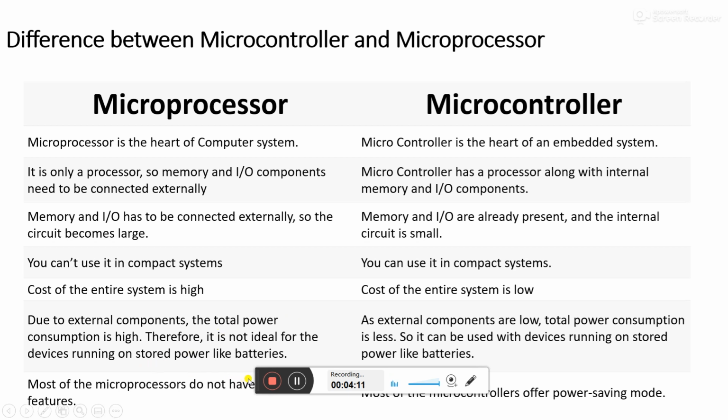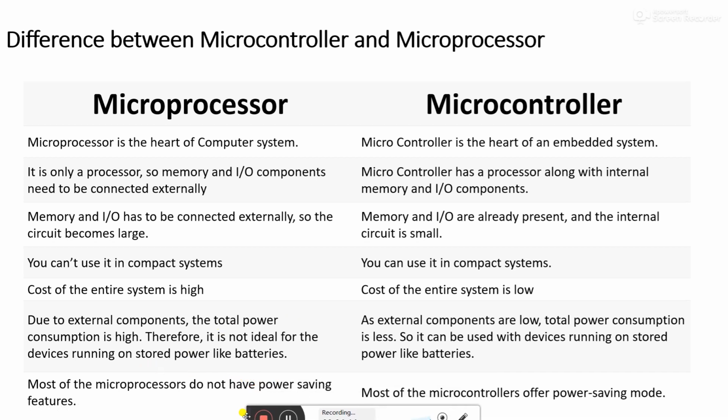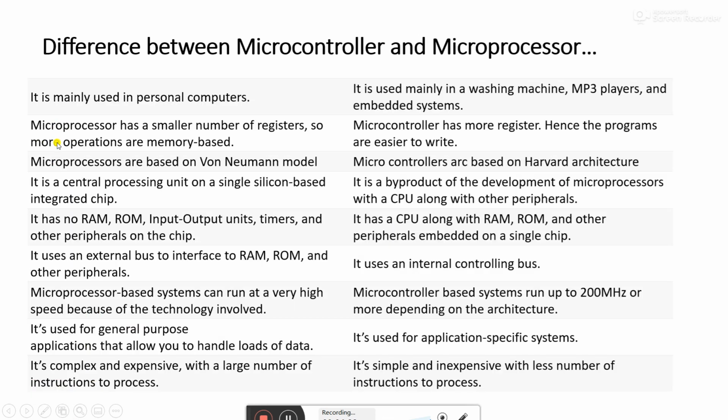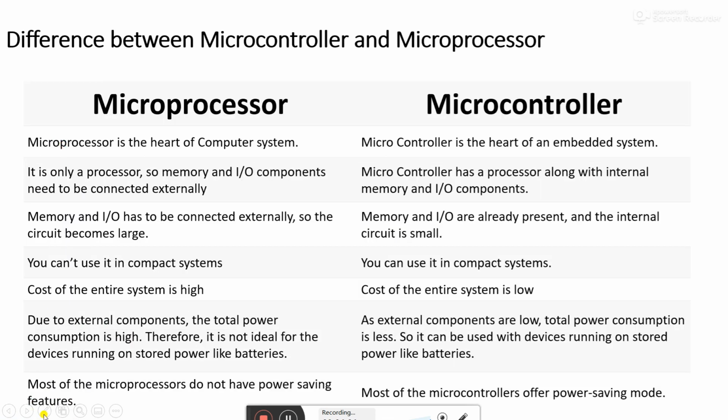Still, some of the differences are here. In this you can see there are two tables. The microprocessor is the heart of a computer system. The microcontroller is the heart of an embedded system. Both things are different. The second point is that a microprocessor is only a processor, so memory and input output components need to be connected externally. In a microcontroller, all the things are internally connected. Since memory and input output have to be connected externally, the circuit becomes large.